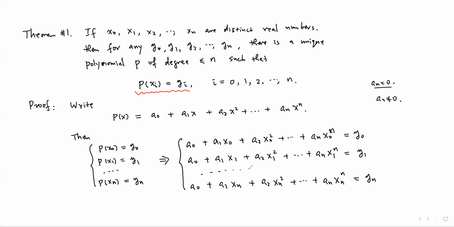We have a system of n plus 1 equations. How many unknowns? The coefficients are unknowns. How many? n plus 1 unknowns. So n plus 1 equations, n plus 1 unknowns. The solution should be unique under some condition. Let me write this linear system in matrix form.